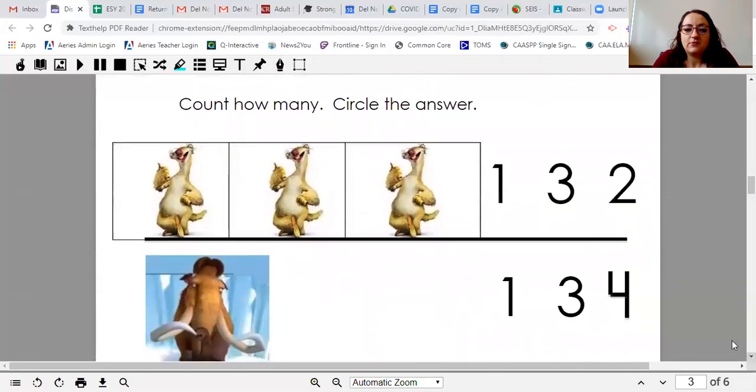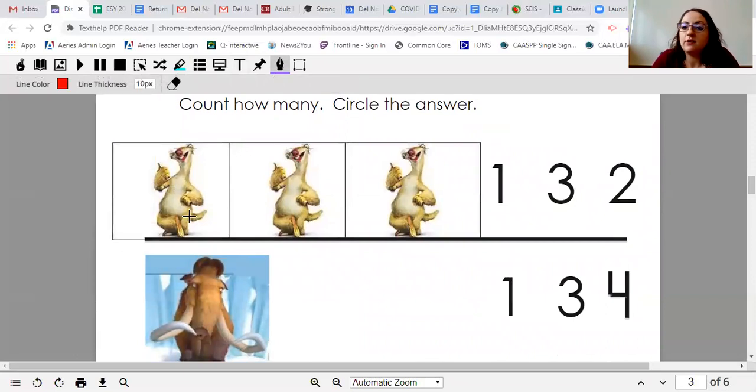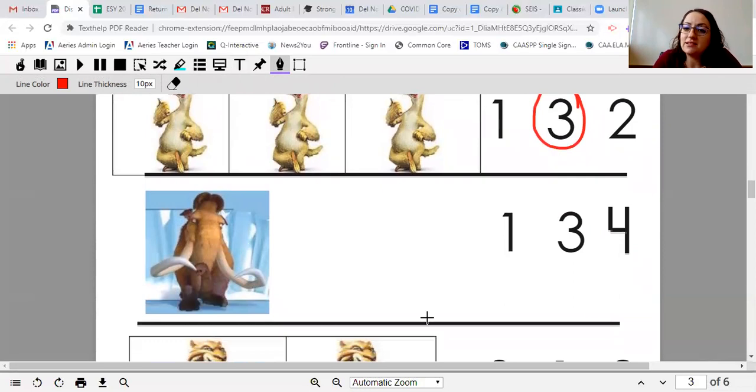Okay, so now we're going to circle the Ice Age guys. We're going to count how many Sid the Sloths we have. So we have 1, 2, 3. We're going to circle the 3. I have forgotten what most of the Ice Age characters' names are. So Sid the Sloth is the one I remember.